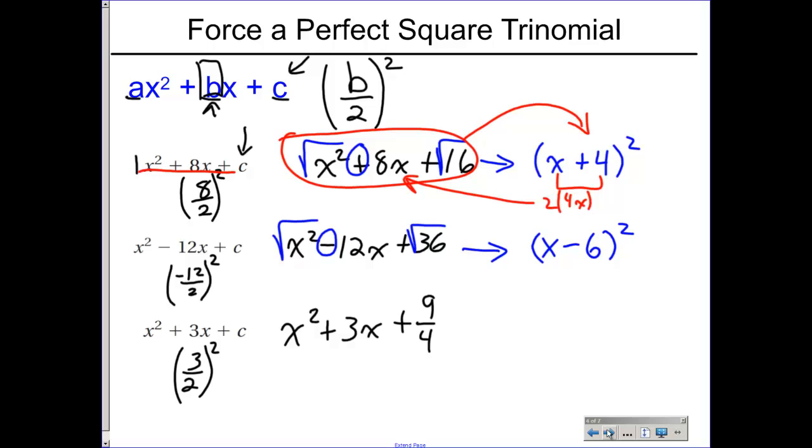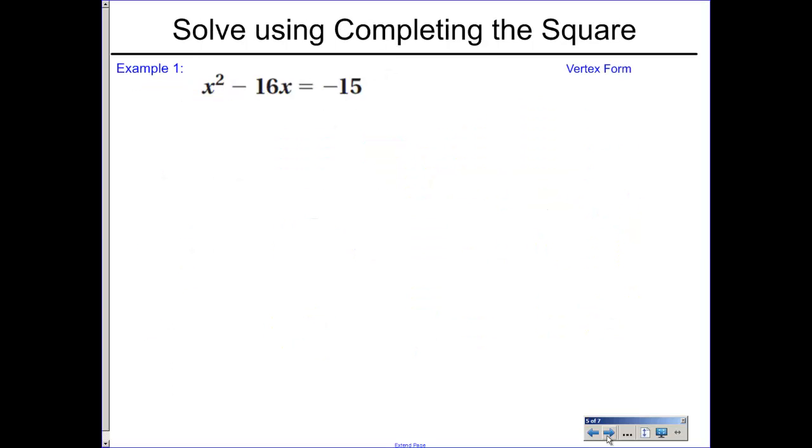Now that's our perfect square trinomial, and we want to put it back into the square of a binomial. So we're going to take the square root of the first term, and we get x. Square root of the last term, that puts us back at 3 over 2. And the middle term carries a positive, and that's going to be our plus. All right, so now it's time to put it into action.